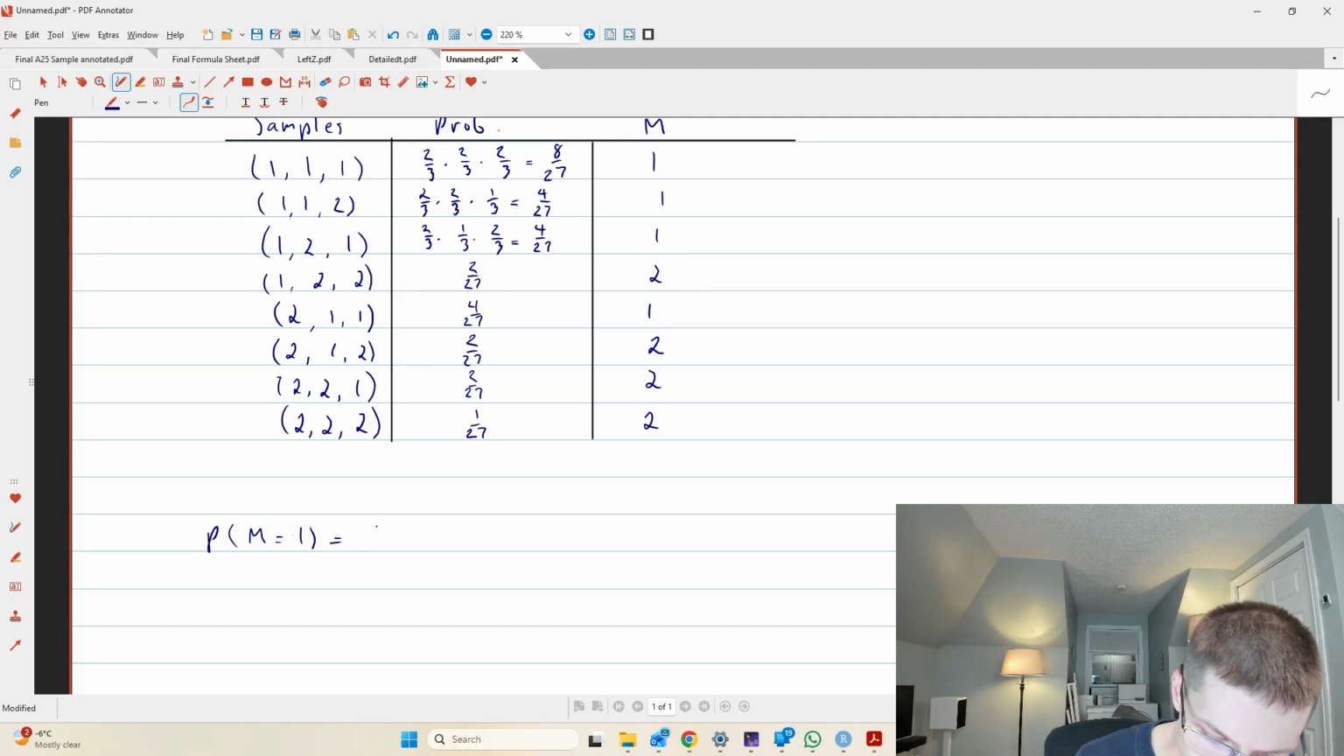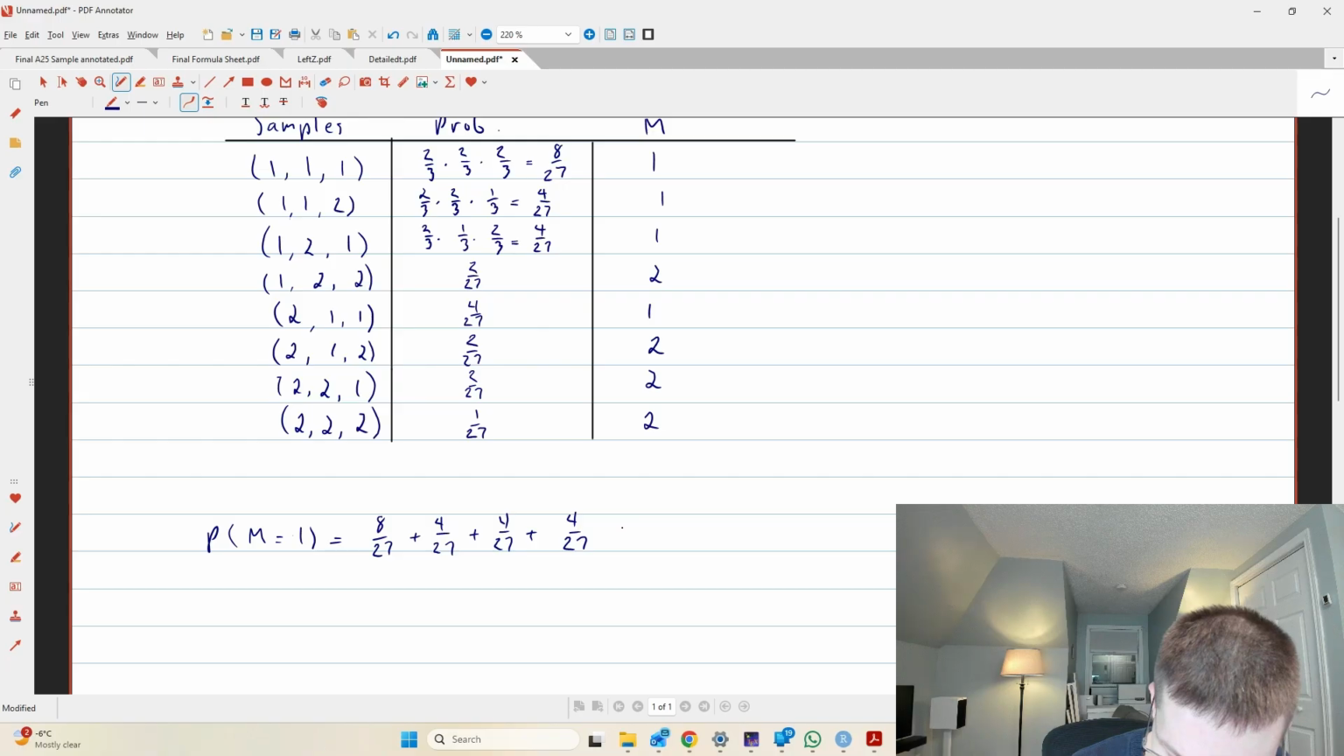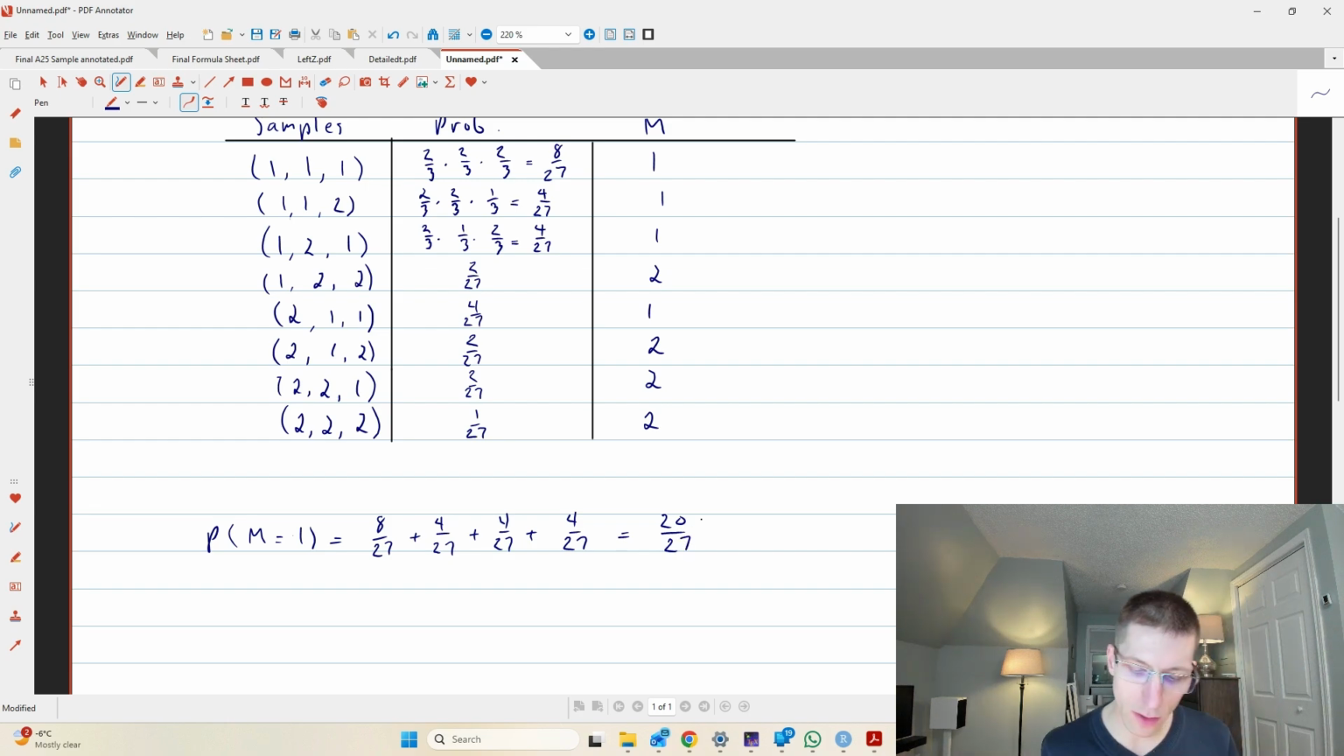So there we have adding up the probabilities of the different outcomes. So this is by one of the axioms, I think the additive rule for probability. So we got 8 over 27 plus 4 over 27 plus 4 over 27 plus 4 over 27 is going to give me 20 over 27. I'll have a common denominator.